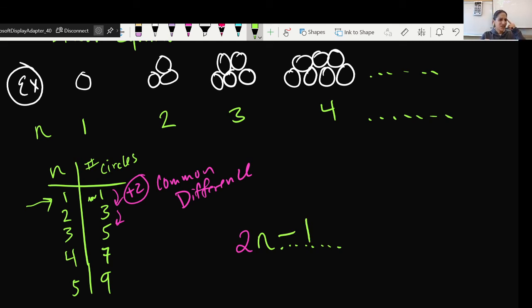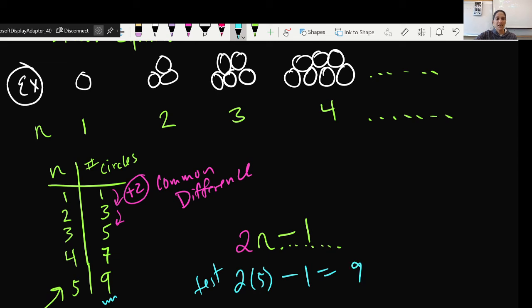Let's test it and check. I didn't have to use the first one to test it. I could have, let's try it with this fifth one. So if I were to test it, I'm going to do that in a different color. So if I were to test it, I would say 2 times the fifth one would give me the number 10, but if I look here, it's 9. So yeah, this minus 1 really does work because 5 times 2 is 10, minus 1 is 9. So I can see that the formula works and I've gotten the correct answer.